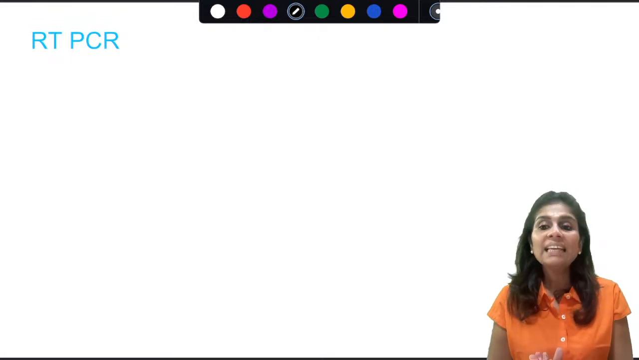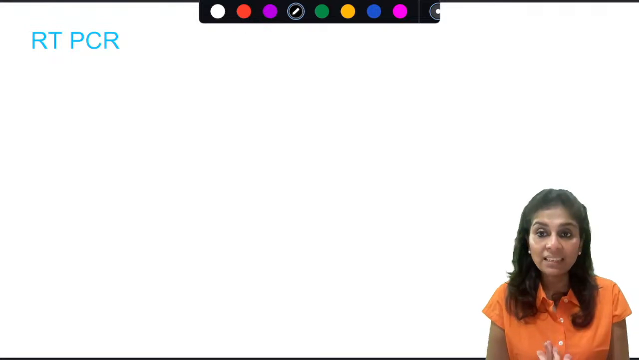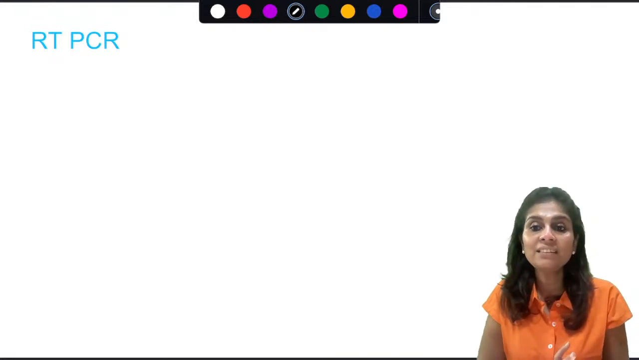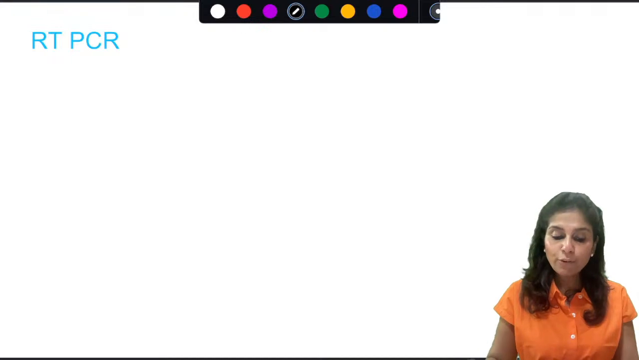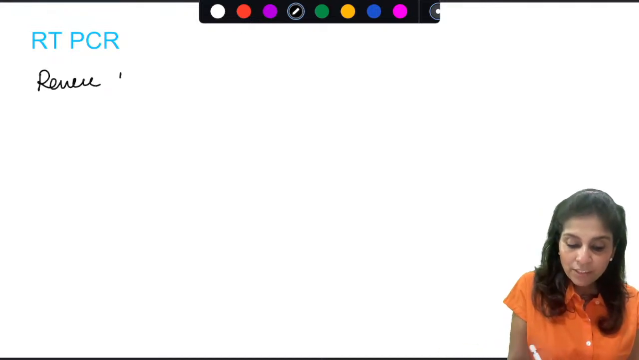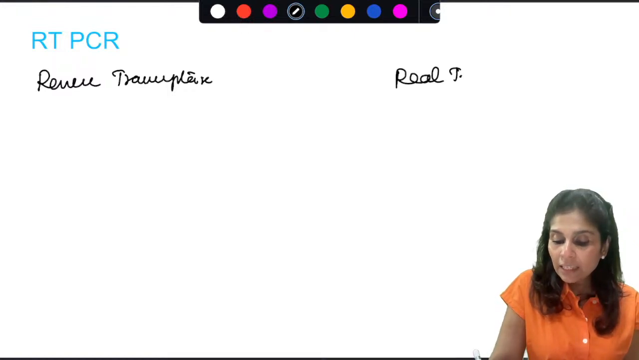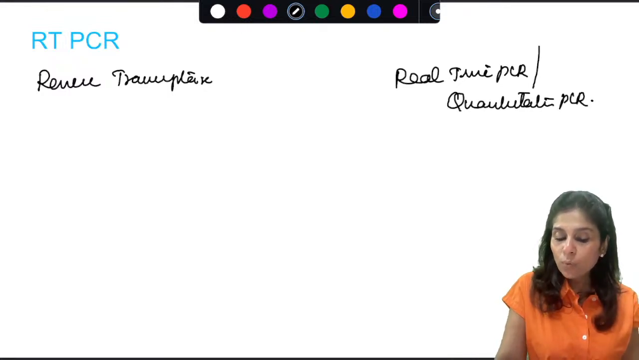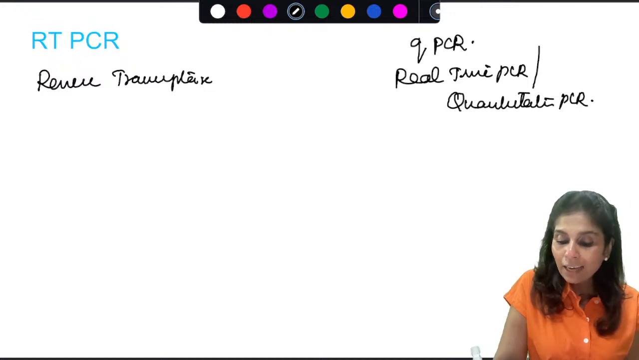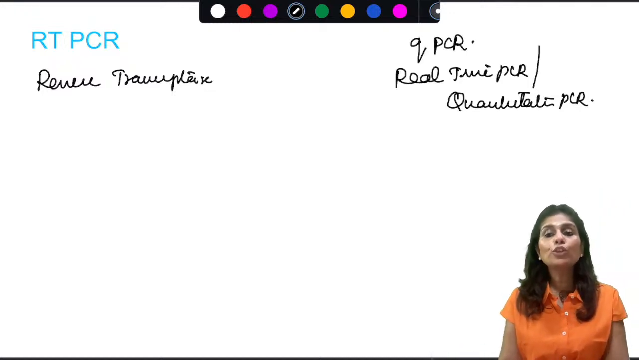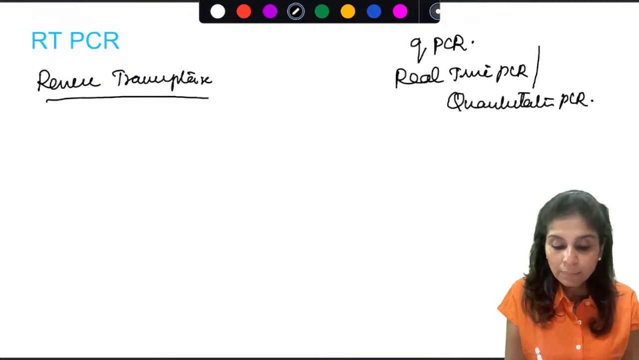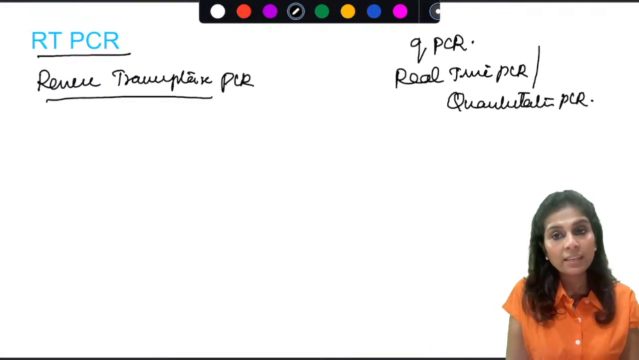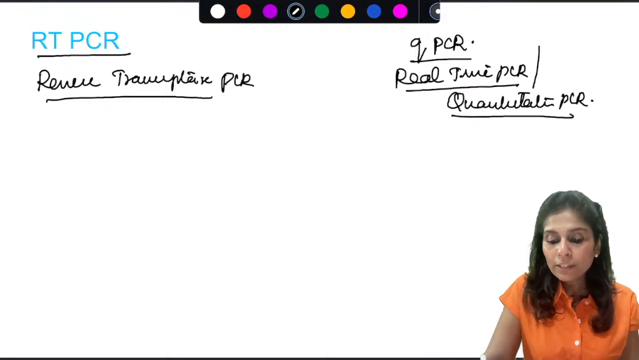Okay, now let's learn about what is RT-PCR, because SARS-CoV-2 diagnosis is done by this technique, right? So RT-PCR for all practical purposes is reverse transcriptase PCR. And do not get confused with real-time PCR, because real-time PCR is otherwise called quantitative PCR. Because of that, the acronym given for real-time PCR is Q-PCR. Reverse transcriptase PCR, the acronym is RT-PCR. For real-time PCR, the acronym is Q-PCR.